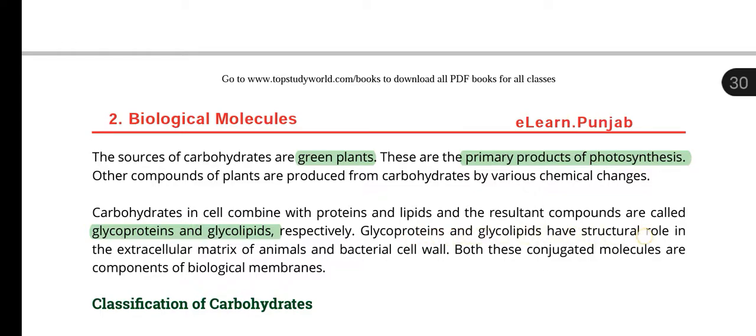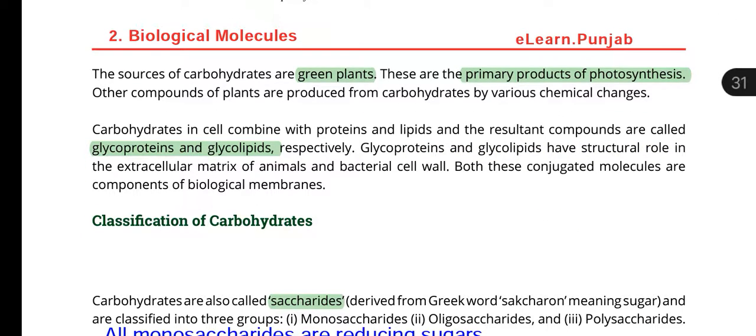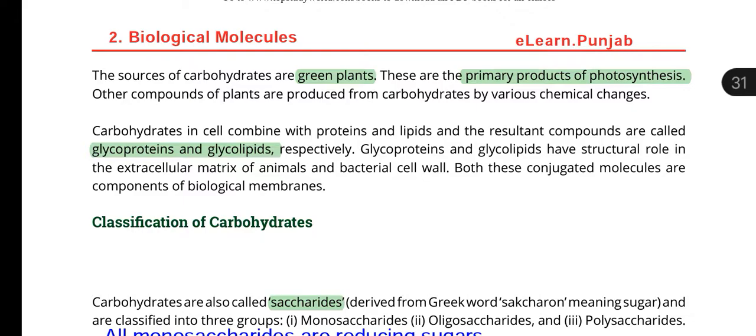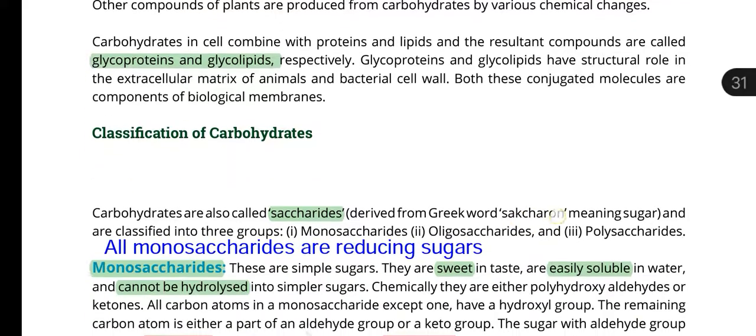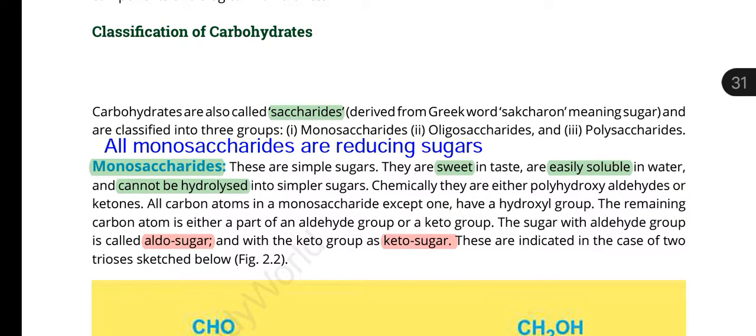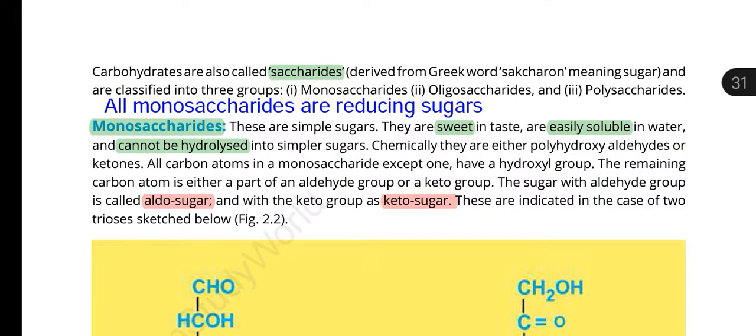Glycoproteins and glycolipids have a structural role in the extracellular matrix of animal cells and the bacterial cell wall. Both these conjugated molecules are components of biological membranes. Then we start with the classification. Carbohydrates are also called saccharides, derived from the Greek word saccharon, meaning sugars, and are classified into three groups.